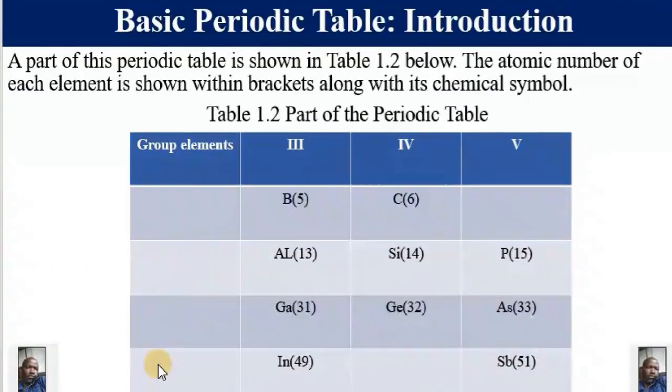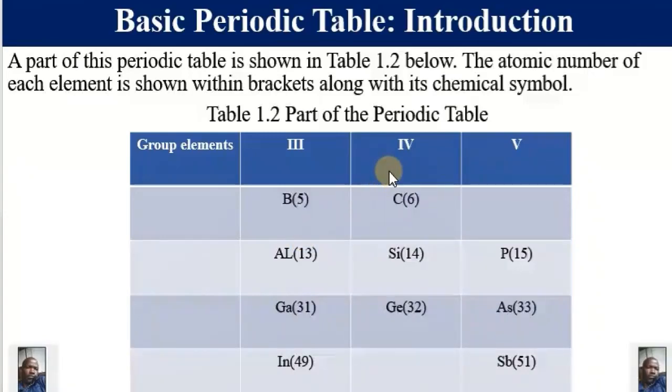We are now going to have a look at the periodic table, and that is just a part of the periodic table. We have got what we call elements. So we've got group 3 elements, group 4 elements, as well as group 5 elements. These are the groups that are important in electronics. Why? Because group 3 and group 4 elements are used to dope germanium or silicon to improve their conductivity. And examples of group 3 elements are boron, aluminium, gallium, and indium. And the number in brackets represent the atomic number or the number of electrons.